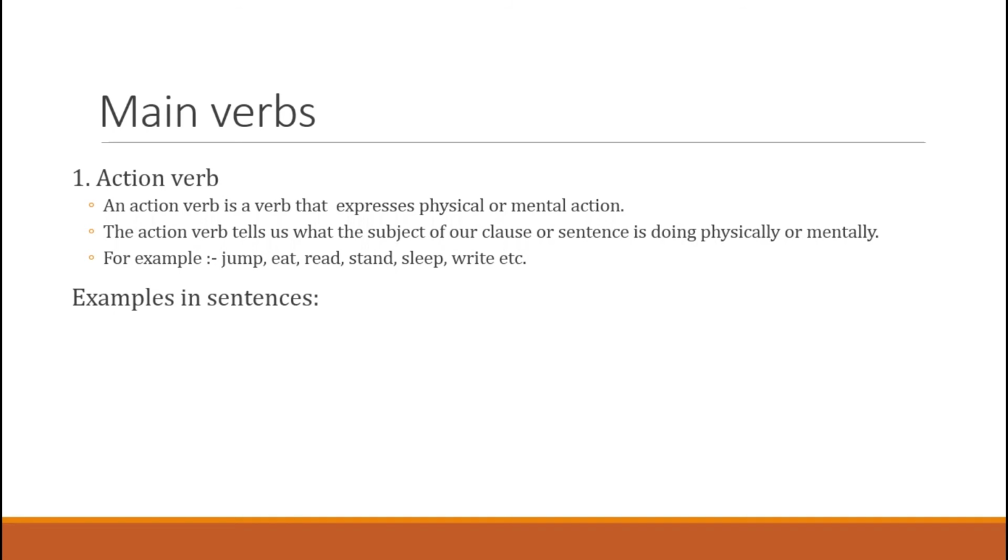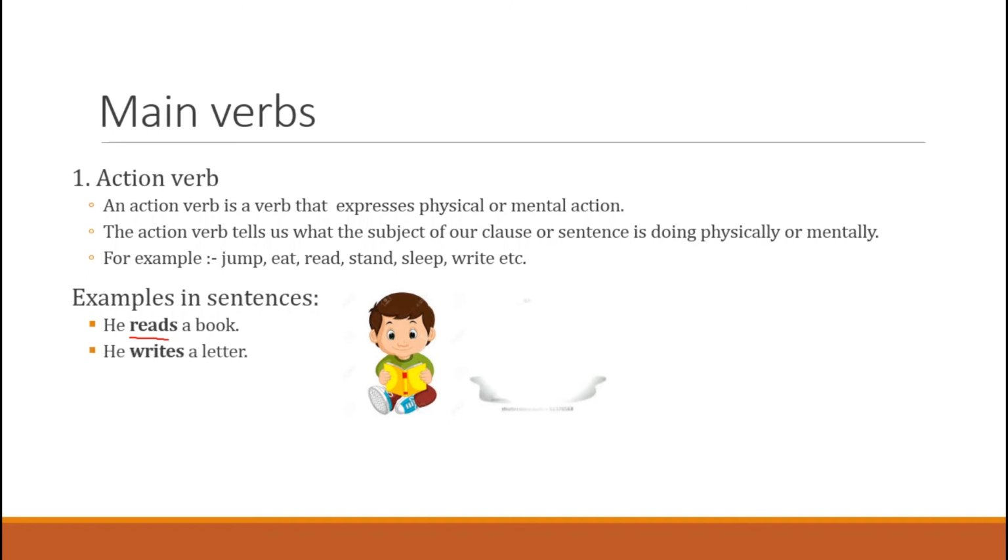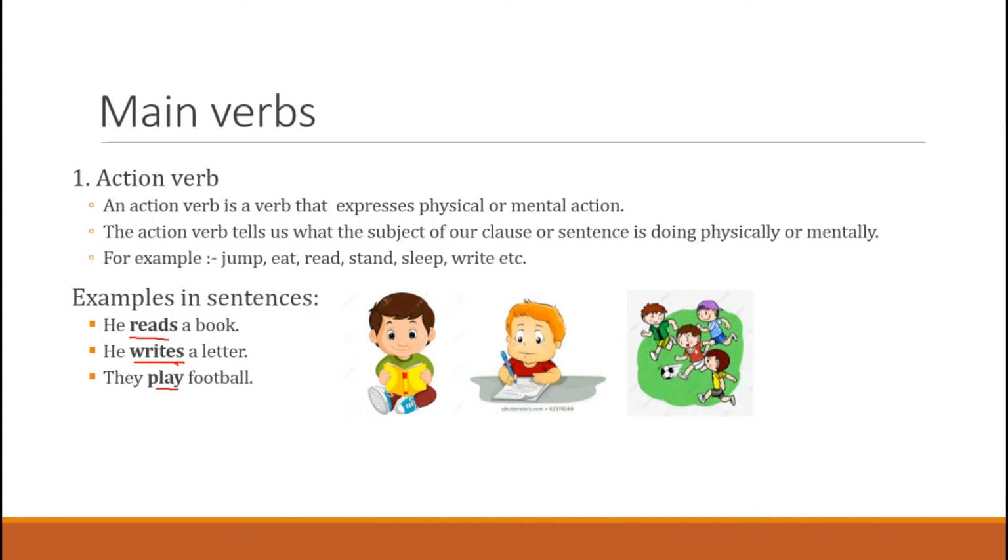Examples in sentences: he reads a book. So here reading is an action because it is done physically. We perform this action physically, through our body. Then, he writes a letter. So here we write a letter through our hands, physically. Third one, they play football. So here play is an action verb, and we can play football with our foot.